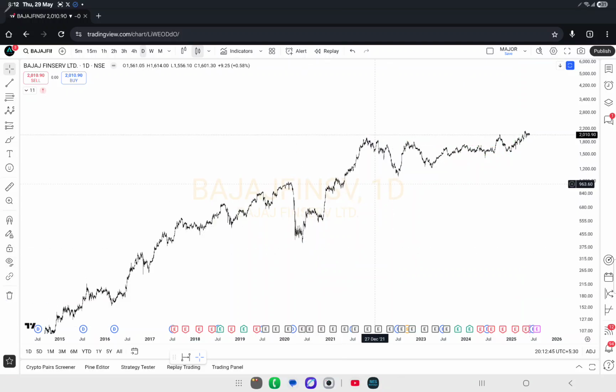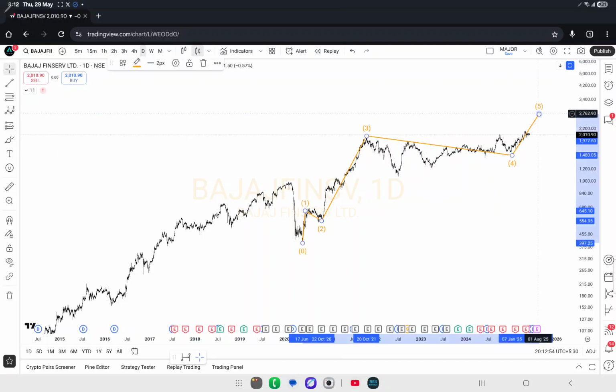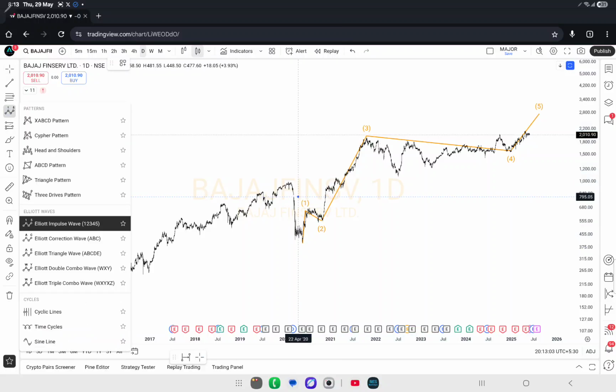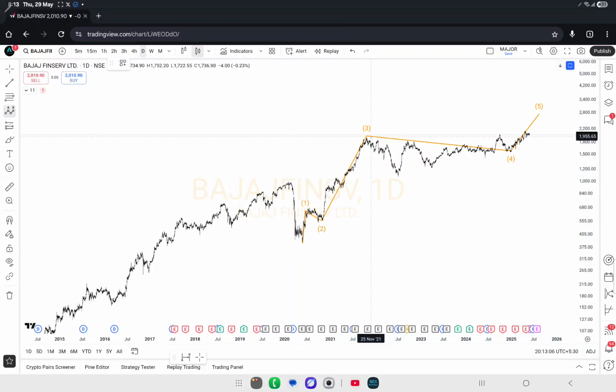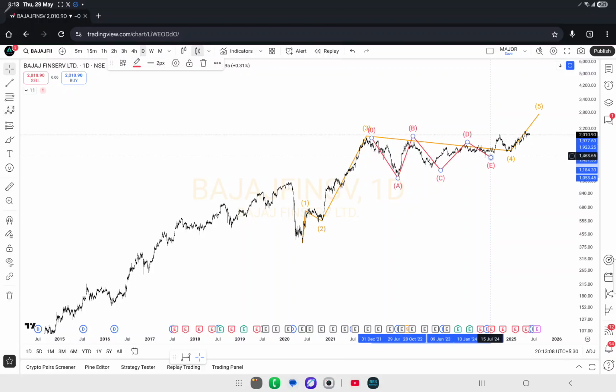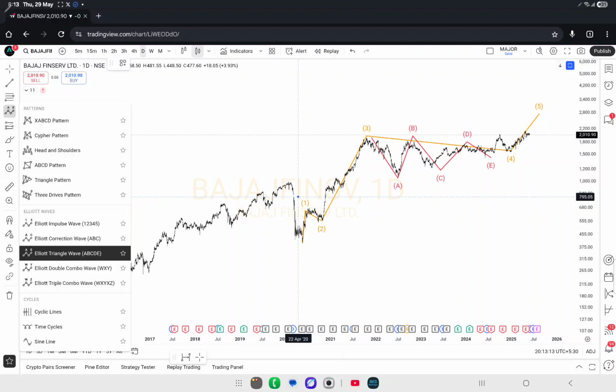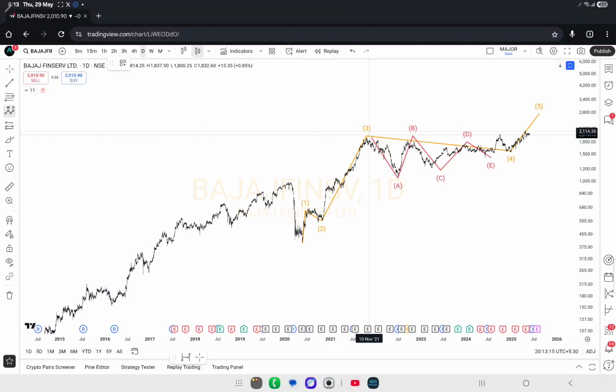So the 5th is running and we have exactly 1, this is 2, this is 3, and this is the entire 4th that was playing out. We are going for a 5th. Where we will go up to is another guess, but as of now, since 21 we have been in a 4th. So for this type of correction, we'll have to wait and see if it is an A, B, C, D, E type correction, or is it a triple combo, which is a different Elliott triple combo. Generally WXY XZ comes like this.